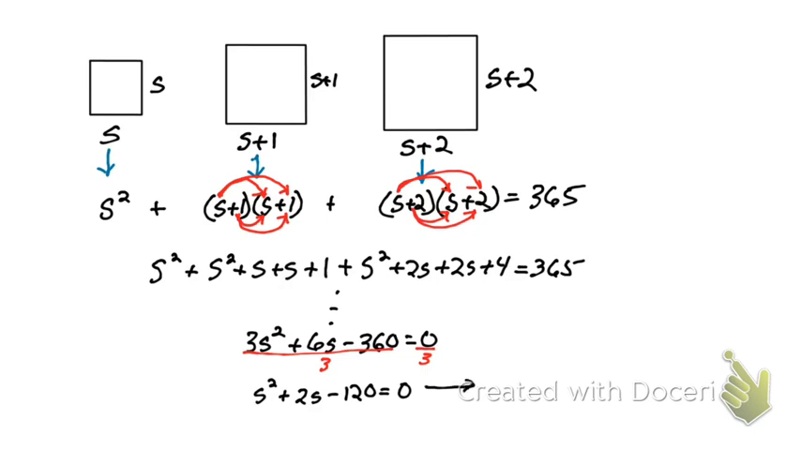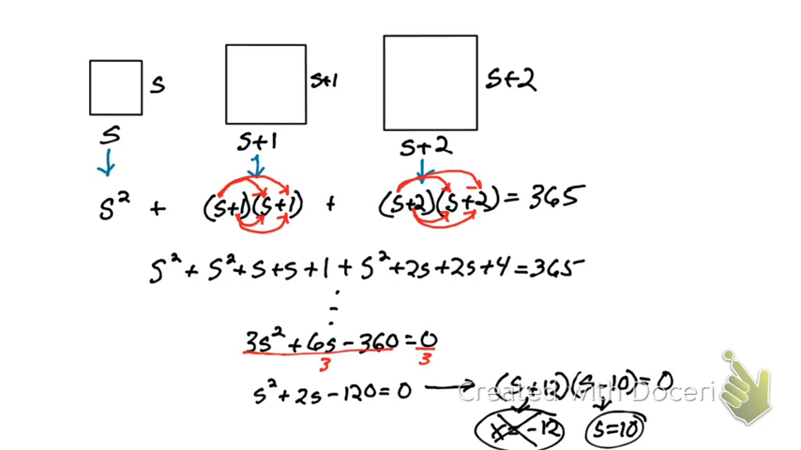When you factor this, you're going to end up with x plus 12 times x minus 10 equals 0, which means either x equals a negative 12, which doesn't work. Ooh, I changed it to x's. It should be s's. Sometimes I do that. I like x's better than s's. All right, for this one, we'd have s equals 10. 10 works.